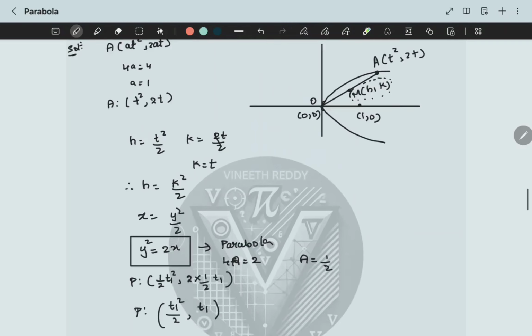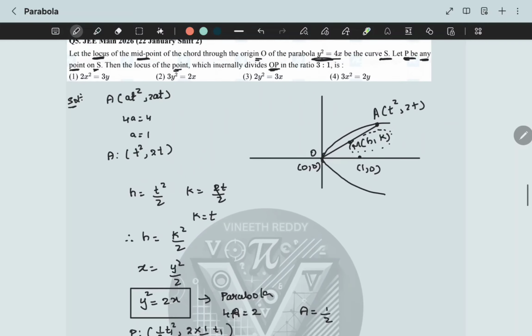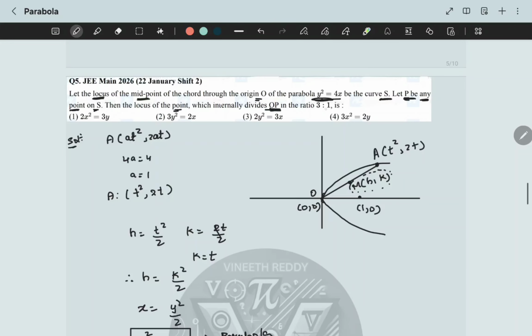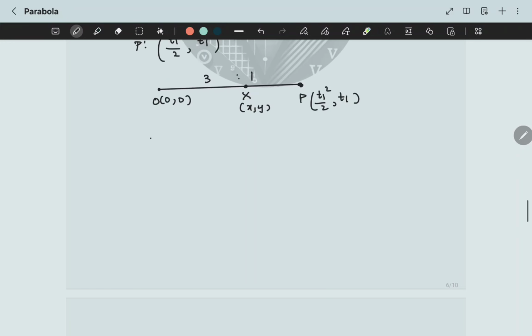Locus of the point which internally divides OP in the ratio. Let us say X is such a point, and let x, y be the coordinates of the capital X, the variable point. As P varies, X also varies. Now the ratio is 3:1, so X should be closer to P, as we understand, because he is telling OP, it divides OP in the ratio 3:1. I hope you are understanding this.